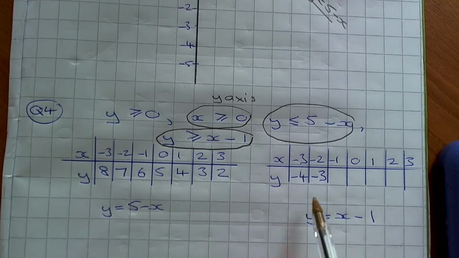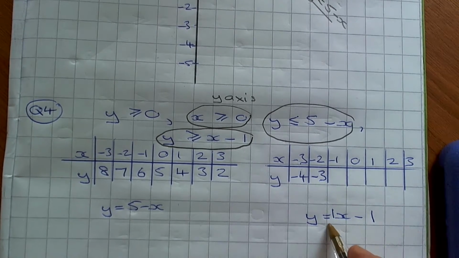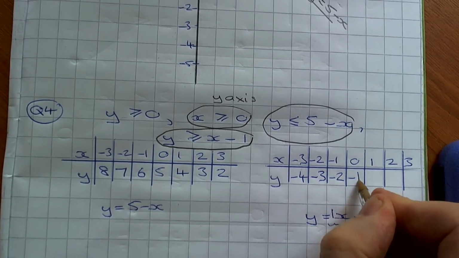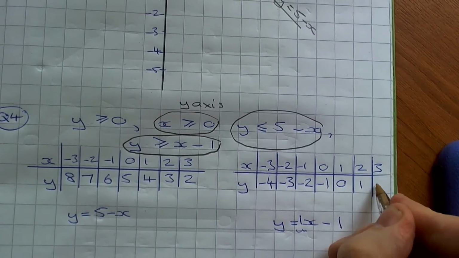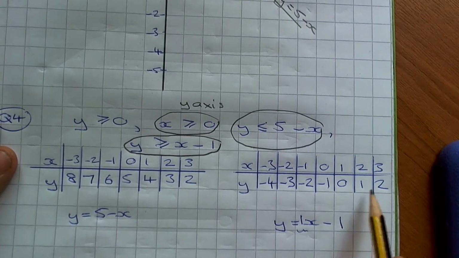And if you notice this time, the numbers are going up by 1 each time because there's really a 1 in front of that x there. So the gradient of this graph is going to be 1. So we've got -2, -1, 0, 1 and 2. Let's plot about 3 of these points. That'll be enough to get a line.